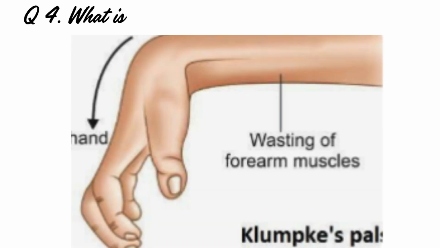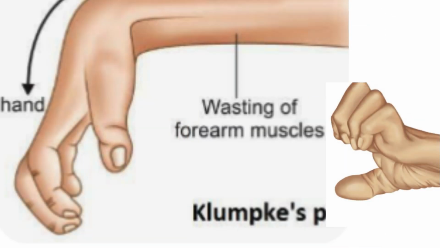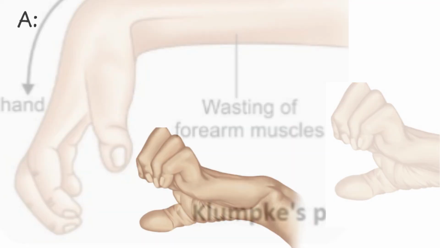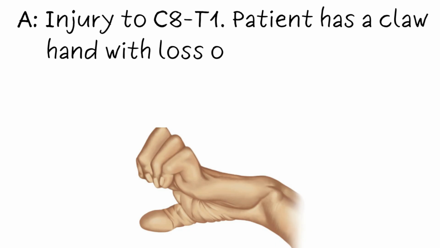Question 4. What is Klumpke's palsy and which roots are involved? The answer: Klumpke's palsy is a rare form of brachial plexus injury that causes weakness or paralysis in the forearm, the wrist, and the hand. It is caused by damage to the lower network of nerves connecting the spinal cord to the arm. The roots involved are C8 to T1.